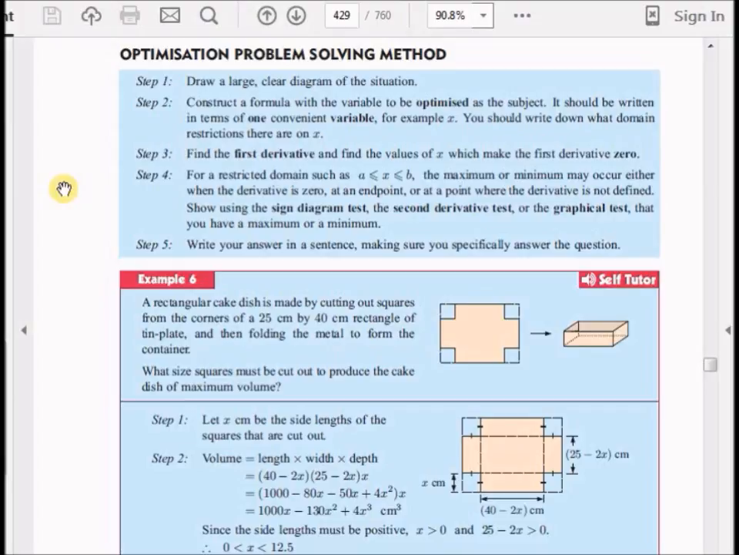Step 4, if there's a restricted domain, in other words, you're only looking at a particular interval, then you will need to check those endpoints. The maximum or minimum may either occur when the derivative is 0, at an endpoint, or at a point where the derivative is not defined. So we use that sign diagram test or the second derivative test or the graphical test to make sure we have a maximum or minimum. And number 5, write the answer to your question. So following those steps, let's look at a couple examples.